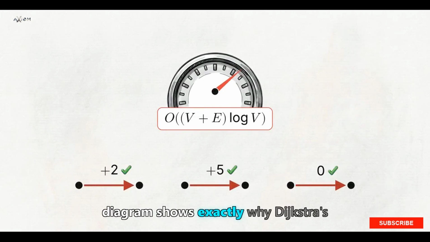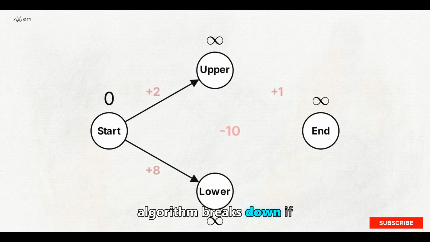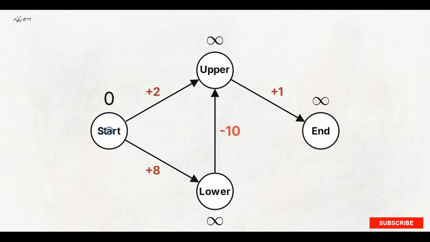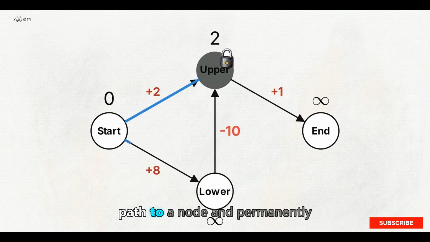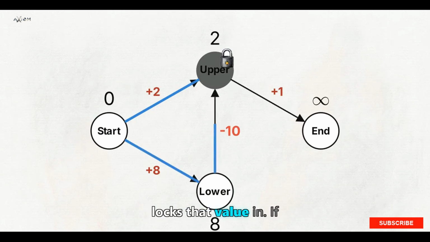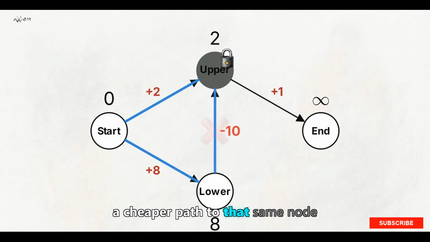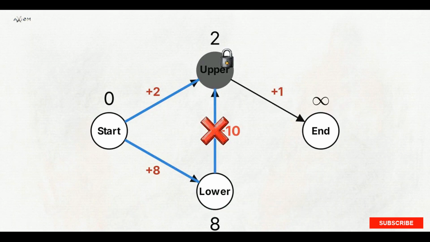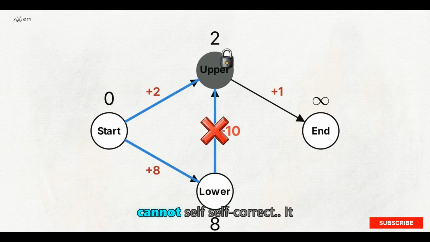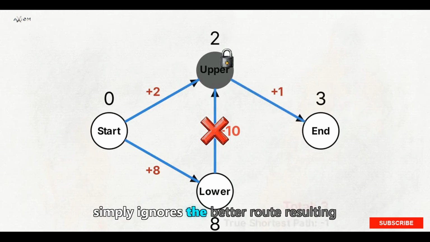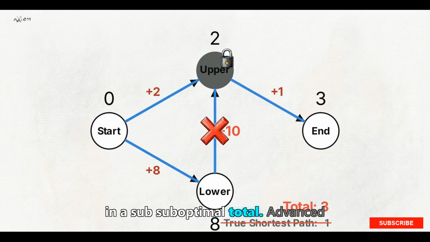This diagram shows exactly why Dijkstra's algorithm breaks down if we introduce negative numbers. Dijkstra operates on a greedy principle. As its wavefront expands, it finds the shortest immediate path to a node and permanently locks that value in. If a cheaper path to that same node appears later by traveling through a negative weight edge, the algorithm cannot self correct. It simply ignores the better route, resulting in a suboptimal total.